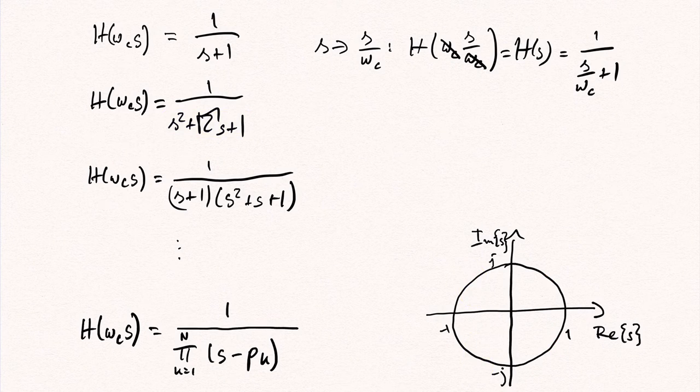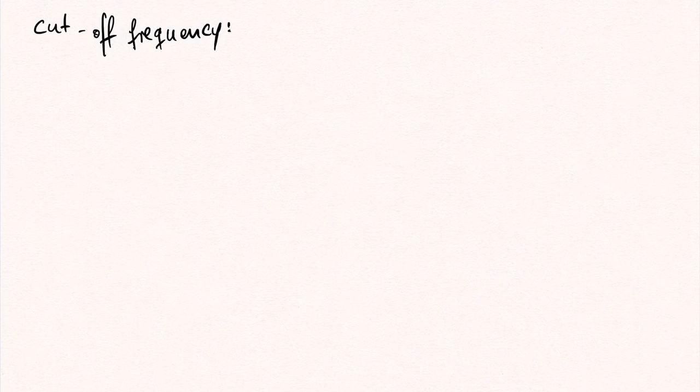Following the same rule, we find that the poles of the third-order filter are 60 degrees apart, and again we choose the 3 stable poles to form the filter. The cutoff frequency is defined to be the frequency for which the magnitude of H of omega at this frequency is equal to 1 divided by the square root of 2.